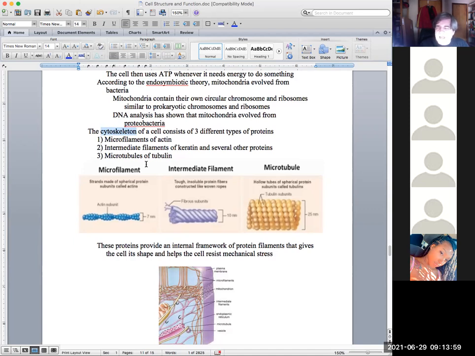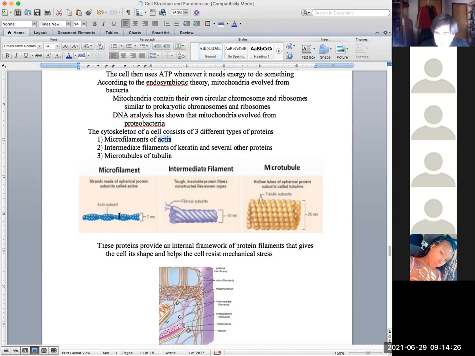In the cytoskeleton inside a cell, we have three different types of proteins. We have some microfilaments that are made of a protein called actin. And micro means small. A filament is something that's like a thread. Now, actin is actually kind of a circular molecule. It kind of has a ball shape.